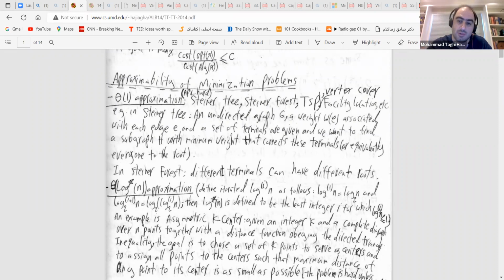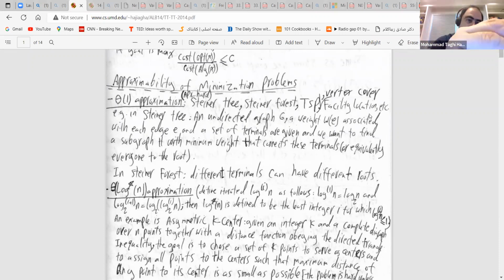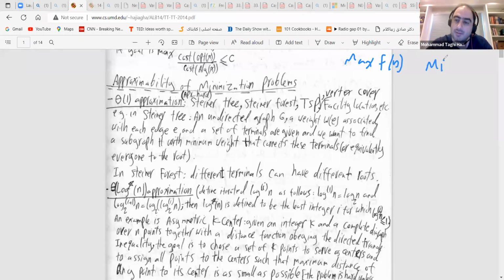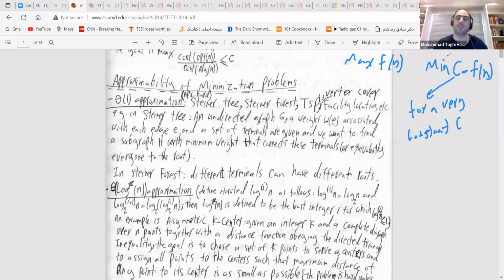Actually, there is another way for maximization. If you want to maximize f of n, the other way is that you can minimize C minus f of n, for a very large constant C. It can be a constant, or it can even be a function of n. Then when you try to maximize this, you can minimize C minus f of n. But this is the other thing that, as I mentioned, we don't like in approximation. We don't like minuses in the objective function. Generally, we have positive functions here, and there are no such minuses.